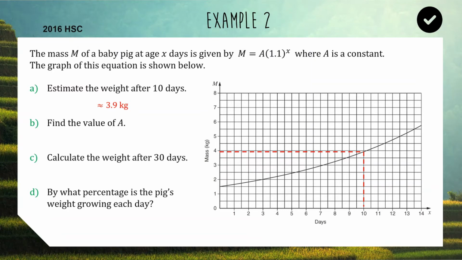But anything around 3.8, 3.9, or 4 would get the marks. Like I mentioned in the previous video, for questions like this, you don't have to be exact. There's going to be a bit of room for error that's still going to get you the full mark answer.